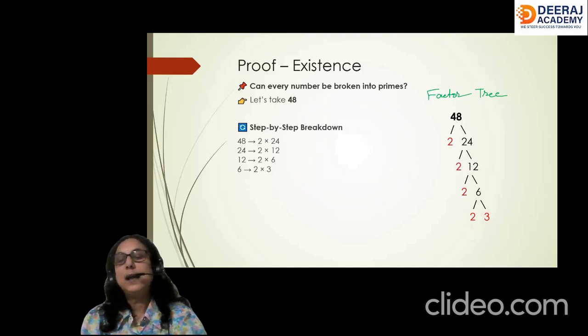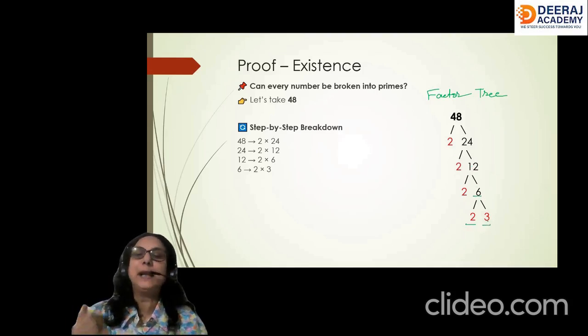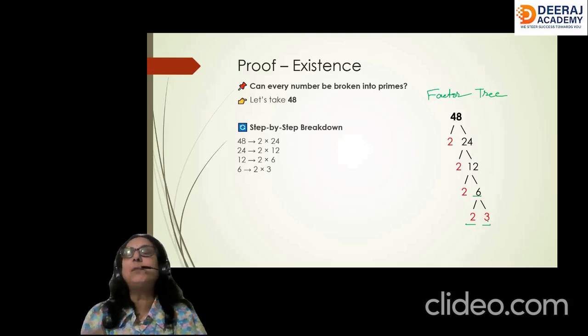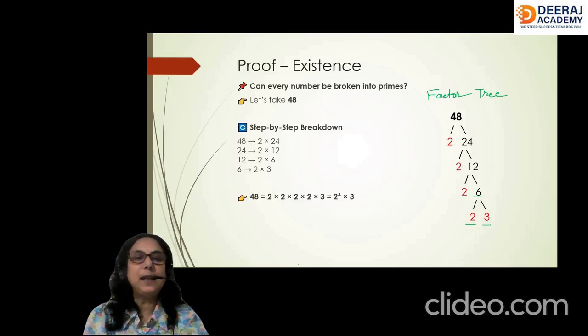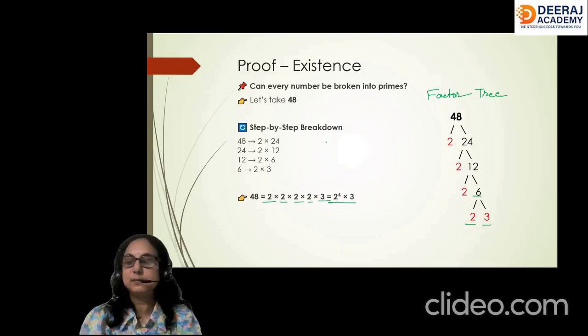As 6 is also not a prime number, we split it again. Now we have reached prime numbers, so we stop our factor tree. In this way, we can break down our numbers. So 48 equals 2 times 2 times 2 times 2 times 3. That means 2 is repeated 4 times, so we can write it as 2 to the power 4 times 3.